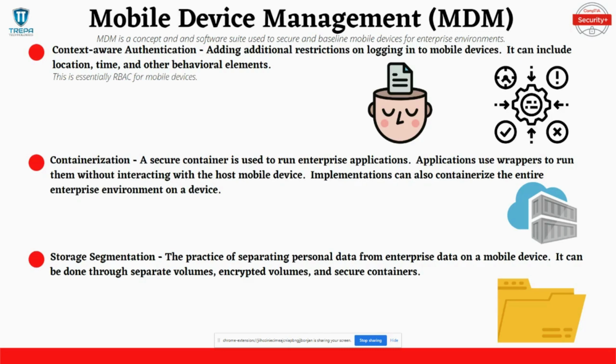And then we have containerization. A container is used in mobile device management to wrap enterprise applications and run them without interacting with the host mobile device. This is a form of virtualization that we can implement to protect our enterprise data applications on mobile devices. Storage segmentation separates personal and enterprise data into different folders or volumes on your mobile device. This can be done using containerization or through encrypting certain volumes that can only be accessed by company credentials, right?